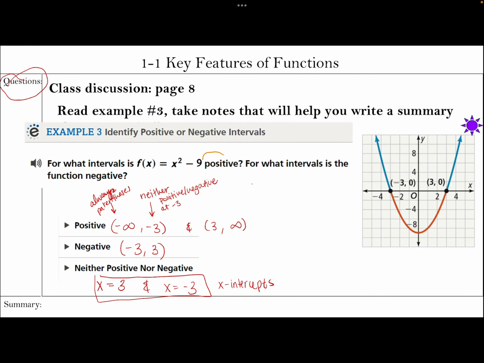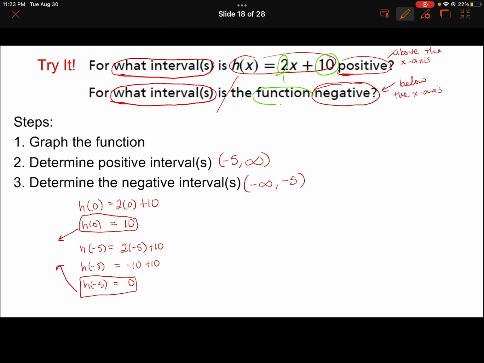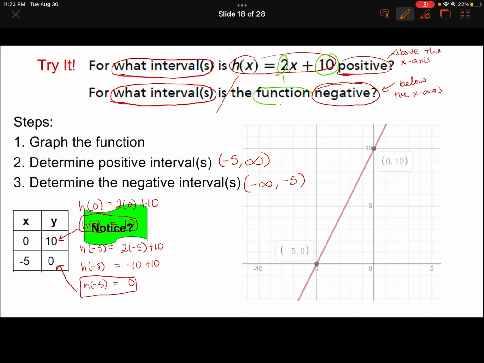For this one, it's asking for positive and negative. Okay, so just a reminder, positive means above the x-axis. Negative is below the x-axis. If it's on the x-axis, it's neutral. Okay?